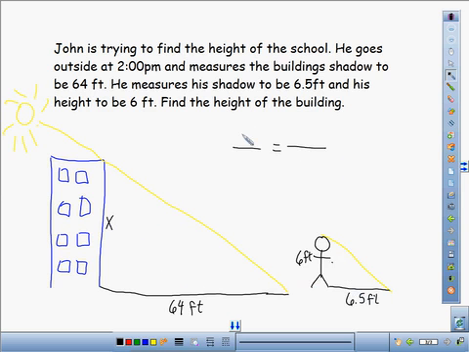So if I have my x here, it's going to match up with John's height, 6. I started with this triangle first, so I've got to put that on the top over here. So this 64 is going to go along with this 6.5. So all we have to do now is cross multiply, and we should be good to go. So we're going to have 6.5x is equal to 64 times 6, which is 384.